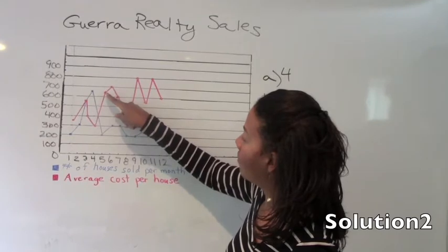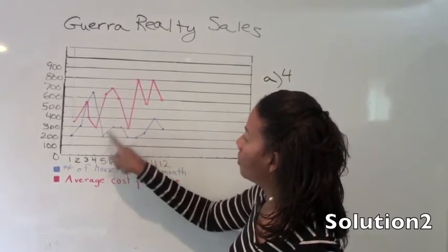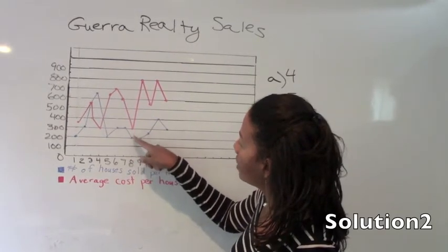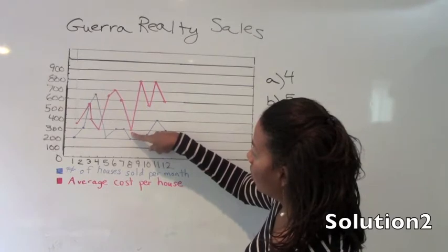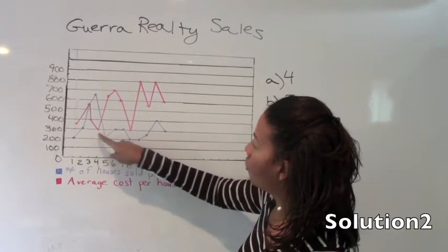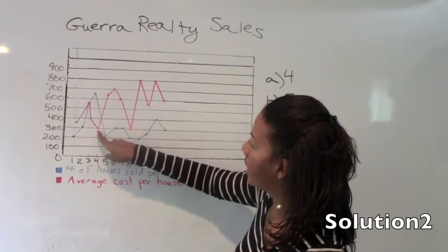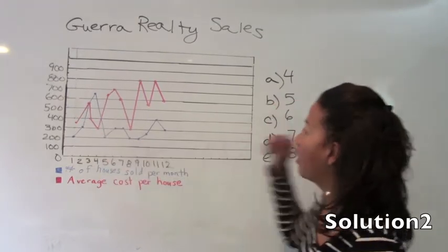So we didn't have low housing costs, and we didn't have a high number of homes sold. And then again, for month 8, although the average cost per home was low, the number of houses sold was also low. So it actually happens in month 4, where low housing prices spurred high sales for the month. So the answer is A for number 2.